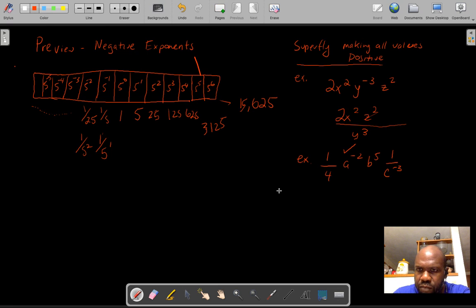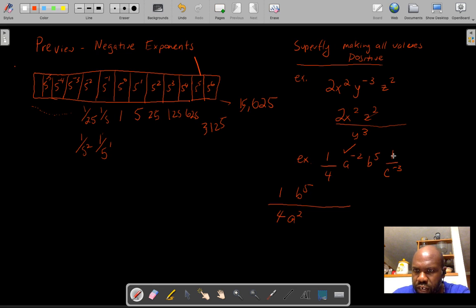So let's do the a to the negative 2. It'll be 1/4 again, so it'll be 1 over 4. I'm going to put an a squared on the bottom, because that's the negative exponent, and then I'm going to put b to the fifth on the top.